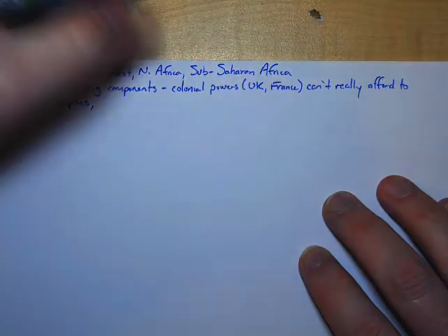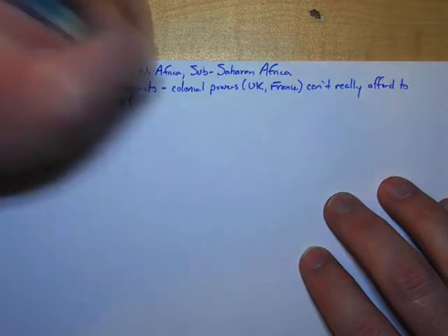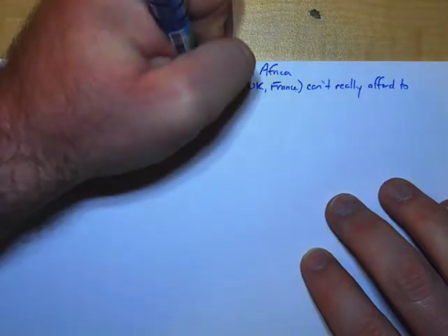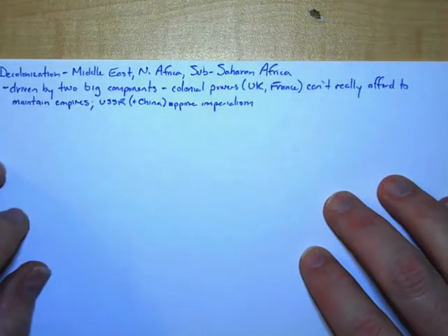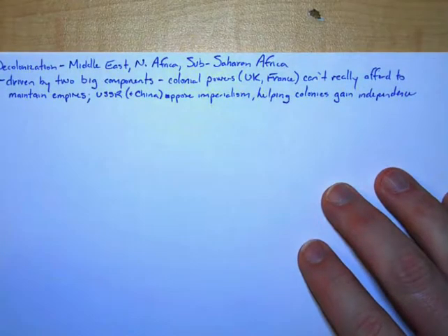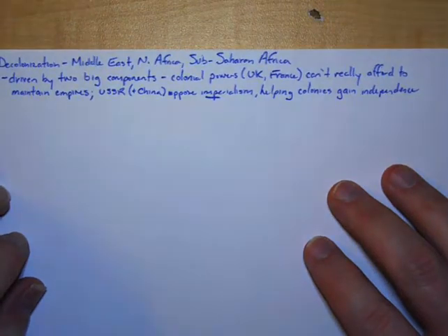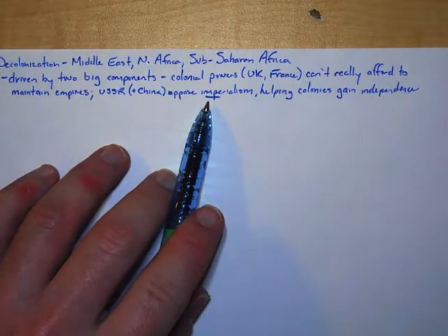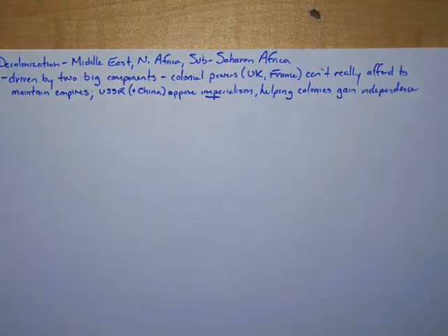The other big component here is that the Soviet Union, and to a lesser extent China, oppose imperialism. And so they're helping the colonies gain independence. So they oppose imperialism on principle because socialism argues that in capitalism, rich people exploit poor people. Imperialism is just capitalism on a global scale. So rich countries exploit poor countries. And so on principle, socialists oppose imperialism.